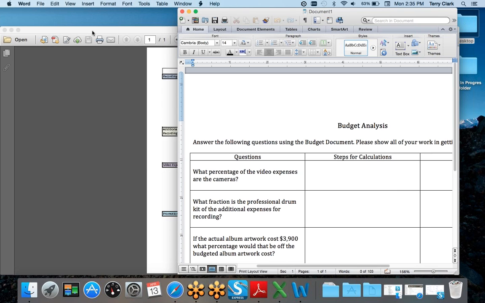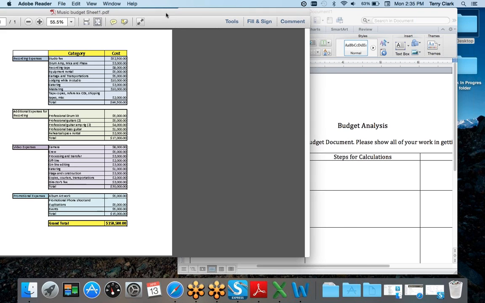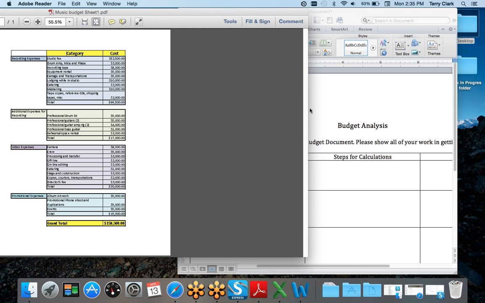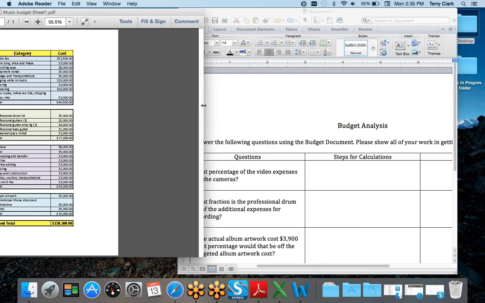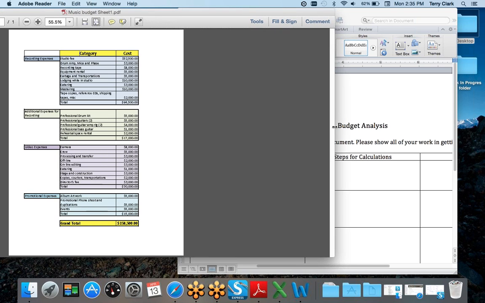Okay, and so for this one, I want to look at them. It says, what percent of the video expenses are the cameras? So we got the cameras and video expenses. So this one's correct. Okay, so we got the cameras at 8,000, and it says video expenses, and we can see the total there is at 30,000.